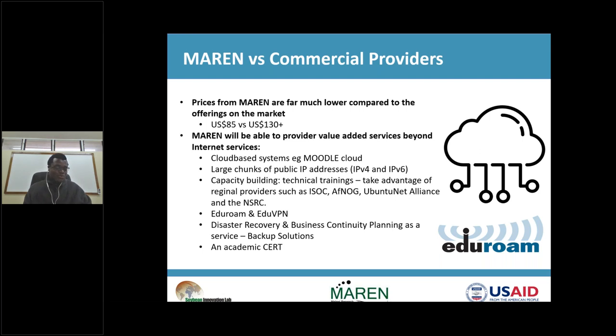Let me proceed to what I would get if I compared MARIN to commercial providers in Malawi. The major issue is really about pricing. As of now, the cheapest provider, except for MARIN, is at a minimum of $130 per MB per month. MARIN is offering the same bandwidth at $85. Now, the beauty in our case is that $85 is the price that we give to an end user at their institution.